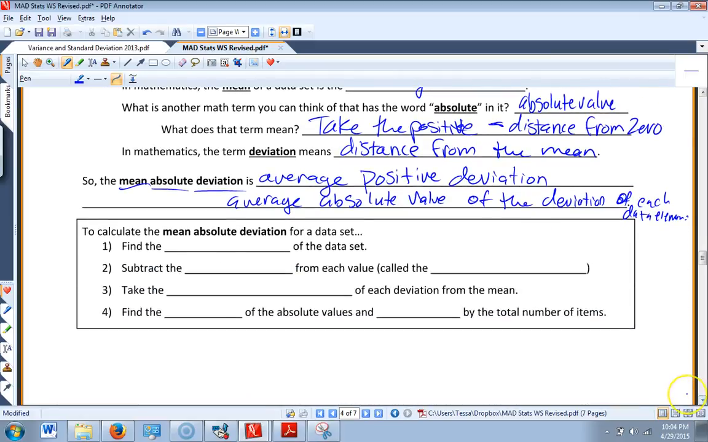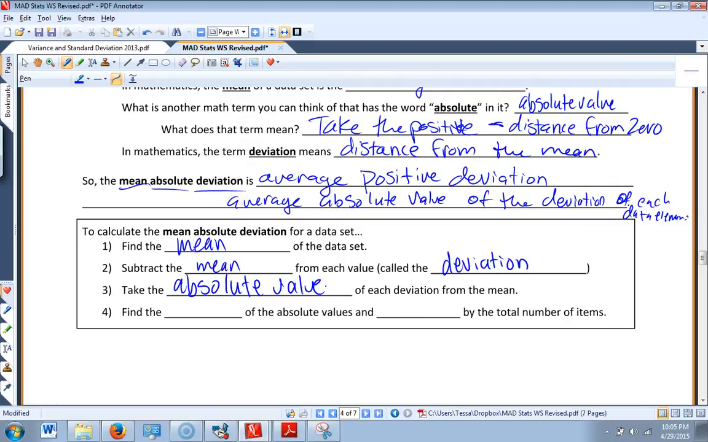So to calculate the mean absolute deviation, I know you're dying to know, and it makes a lot of sense. Are you ready for it? First, you find the mean of the data set. And then you subtract the mean from each value. When we subtract the mean from each value, we are finding the deviation. Then we have to take the absolute value, go figure, of each deviation from the mean.